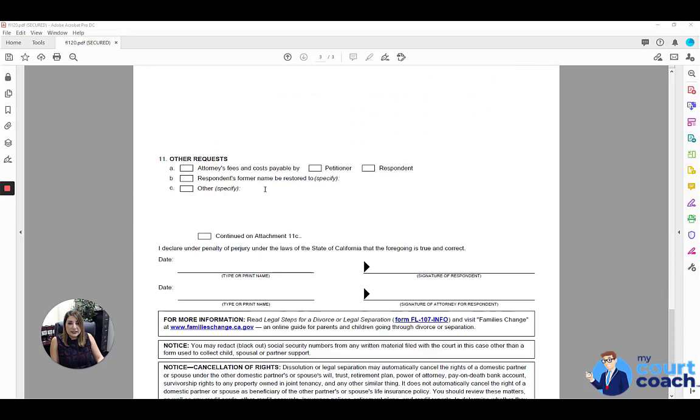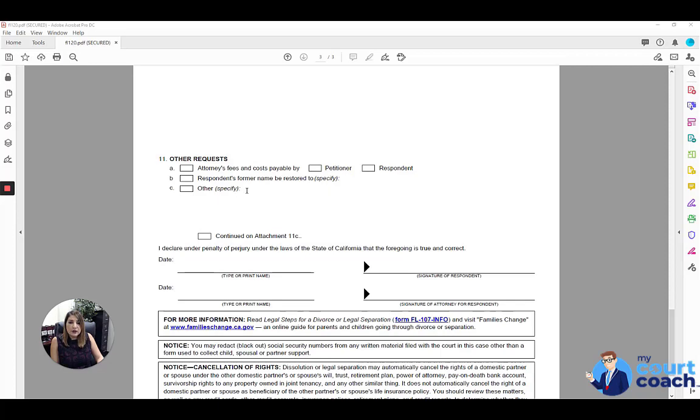There are some other miscellaneous requests. Under 11, you can request that either party have their attorney fees paid by one of the parties. 11B, if you are requesting your name to be restored back to your maiden name, you can mark 11B and then specifically list what you want your name to now be and include first name, middle name, last name.